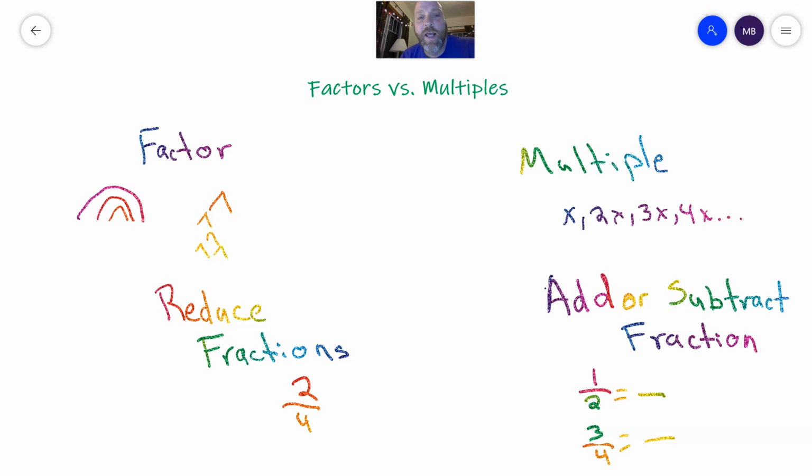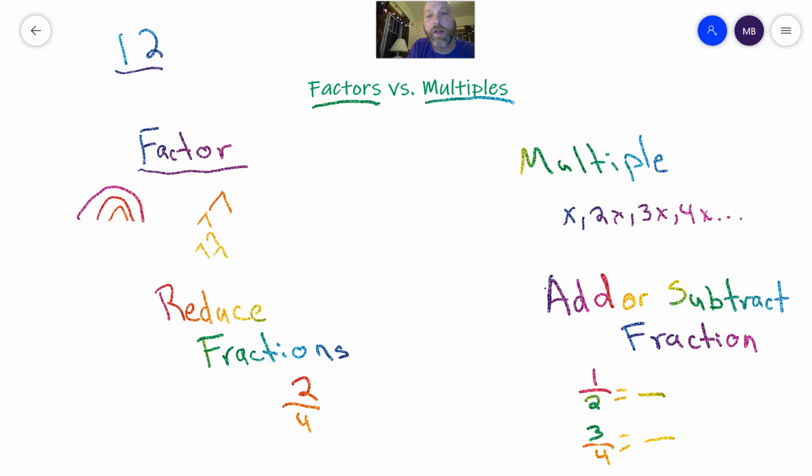Hey, sixth graders. Today we're going to talk about the difference between factors and multiples. Factors are numbers that go into a number. Like if I'm looking for all the factors of 12, they're all the numbers that go into 12 evenly. So we might make a factor rainbow. We've practiced with that. Or we might take those factors and continue to break them down using a factor tree. So that's what a factor is.